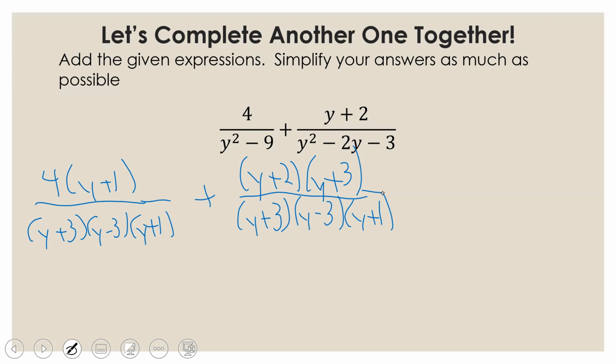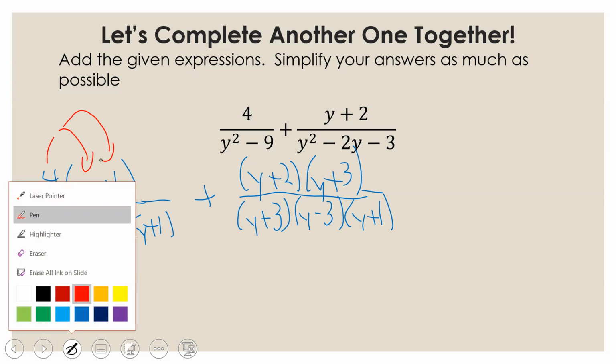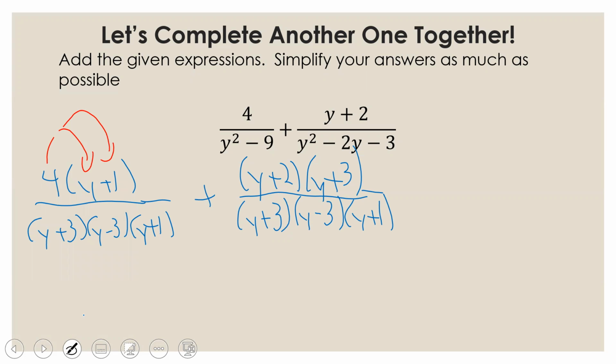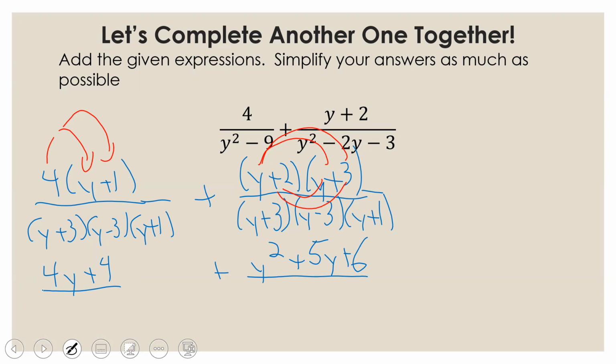And as I mentioned on the previous slide, to make things more simple for ourselves, we're going to, first of all, distribute there in that first term. So that would become 4y plus 4. And then on the second term, we have the y plus 2 times y plus 3, so we could FOIL that out. And if we did that, I believe we would get y squared plus 5y plus 6. And again, I know I'm doing this kind of quickly, but we've learned some of this in the past.